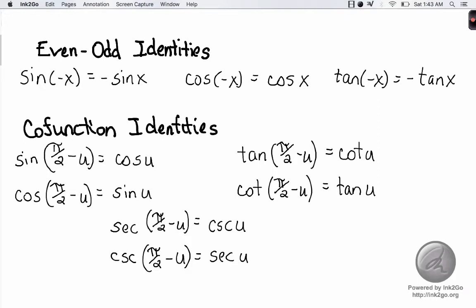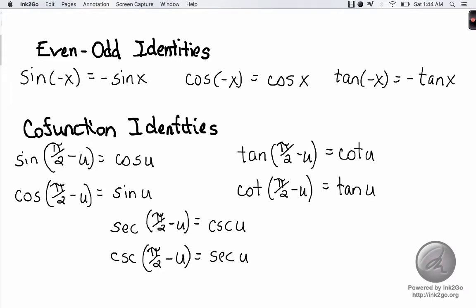Since sine is an odd function, when I plug in the opposite of x, I get the opposite y. So that means that sine of negative x is equal to negative sine of x. And the same thing is true for tangent. Tangent of negative x is equal to negative tangent of x. But on the other hand, cosine is an even function. So cosine of negative x is just simply cosine of x.